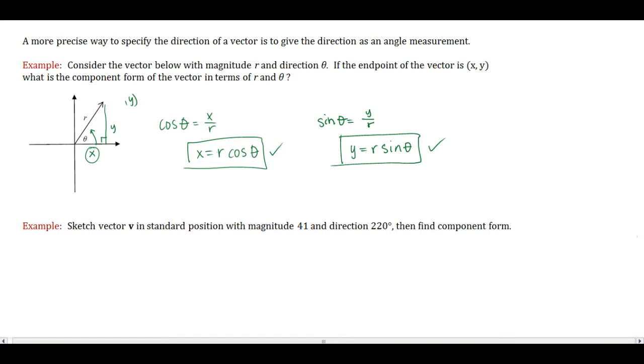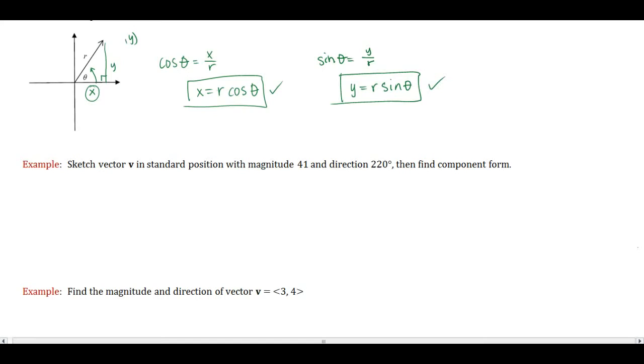Let's try this down here. Example that says, let's sketch one that has a magnitude of 41 and then the direction of 220. So I'm going to give myself a visual of this. I'm going to start in the direction of 220, which is somewhere down here. And so this is my 220 degrees. And my magnitude is 41. I will just label it like that, magnitude of 41. Beautiful. Now I'll find the component form. In other words, what is this value right here? What is that when you fill in those numbers?